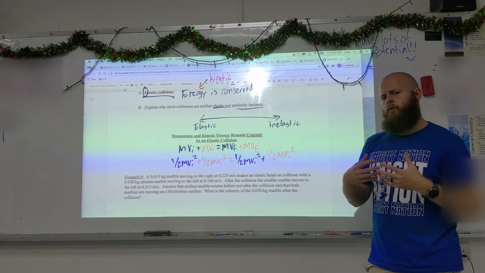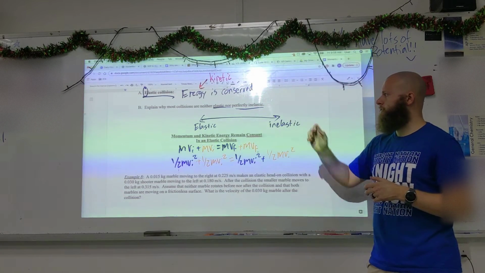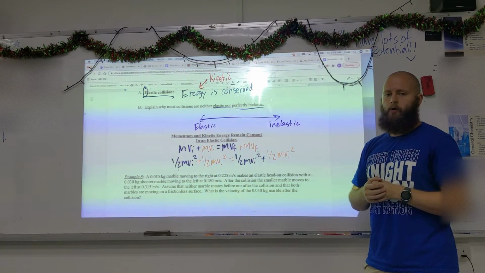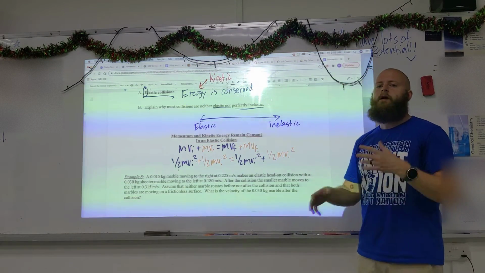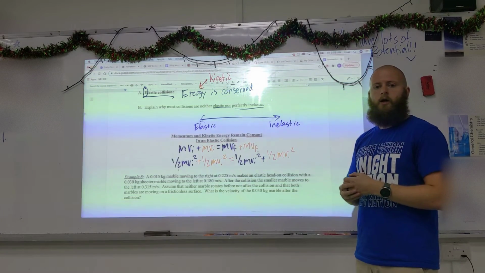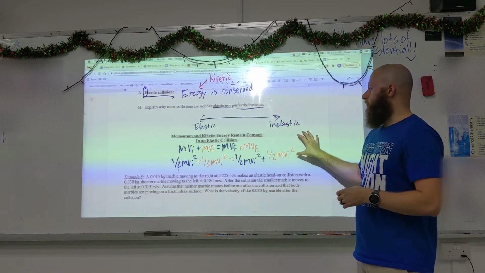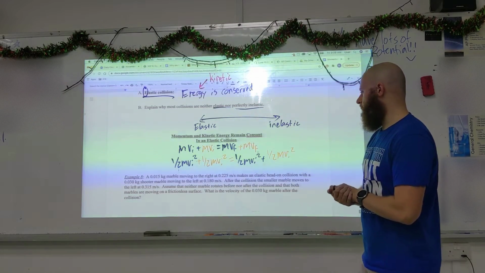The normal example that people give for elastic collisions would be pool balls, right? You're playing pool, you do this thing, right? Playing pool with billiard balls, or whatever you want to call them, is an example of an elastic collision. Okay, let's go ahead and look at this question.